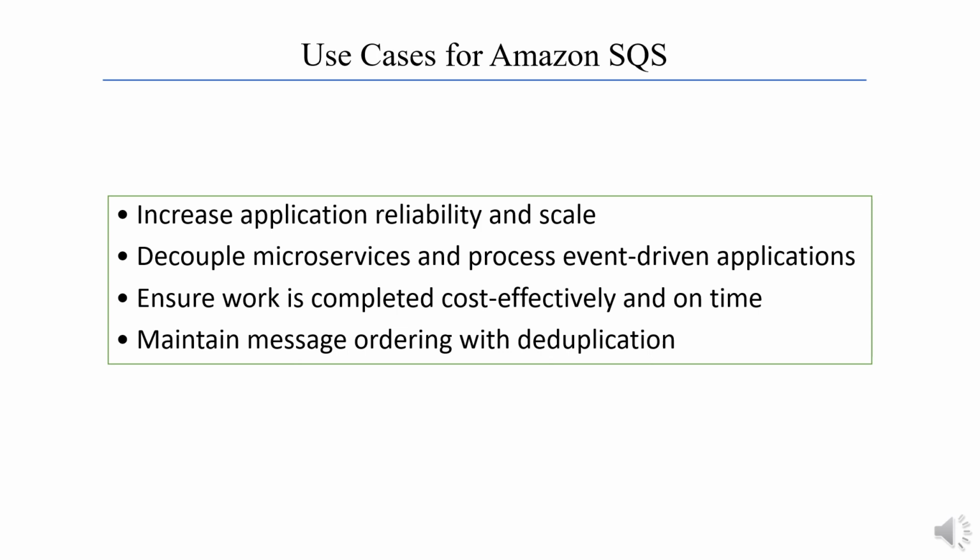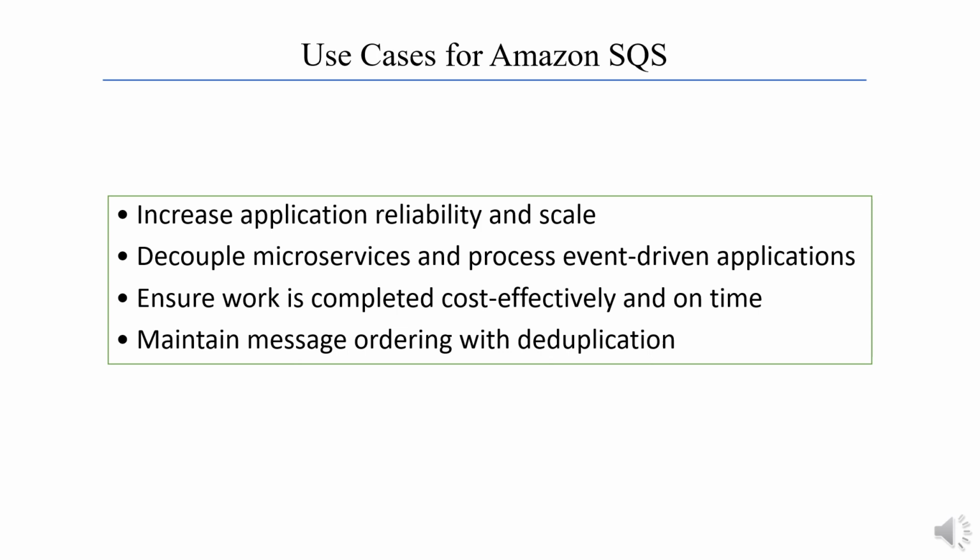Amazon SQS supports the following use cases, which cover a broad spectrum of customers' needs: increase application reliability and scale, decouple microservices and process event-driven applications, ensure work is completed cost-effectively and on time, and maintain message ordering with deduplication. Let us explain briefly each of these use cases. Increase application reliability and scale.